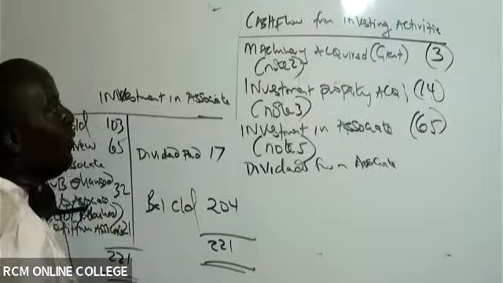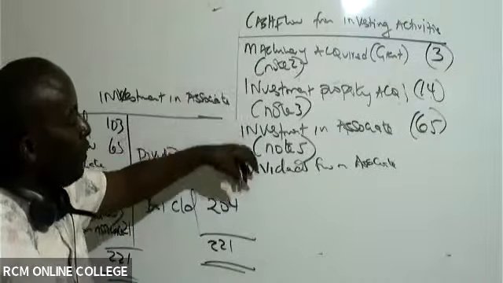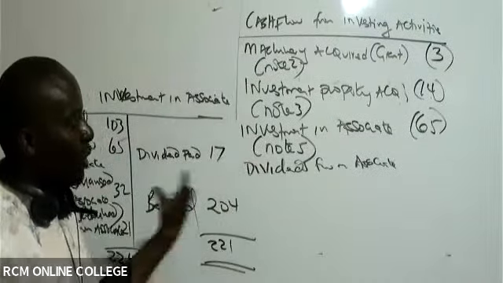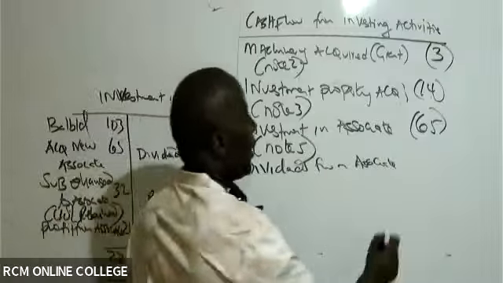Remember, we are the investors, so we talk about dividends from the associate. What we received from the associate in this case is 17.